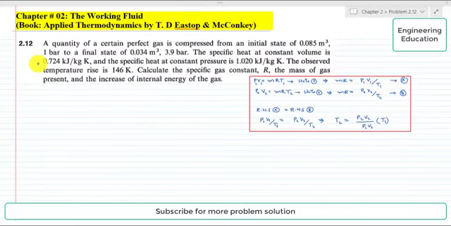In this video we are going to solve problem 2.12 from the chapter 2, the working fluid, from the book Applied Thermodynamics by T.D. Eastop and McConkey.